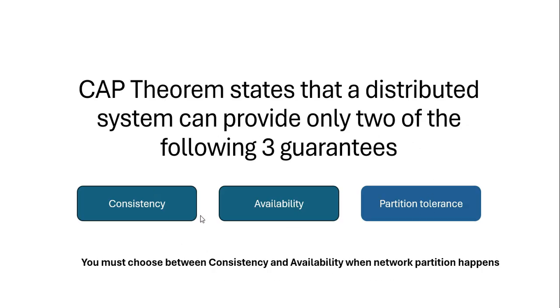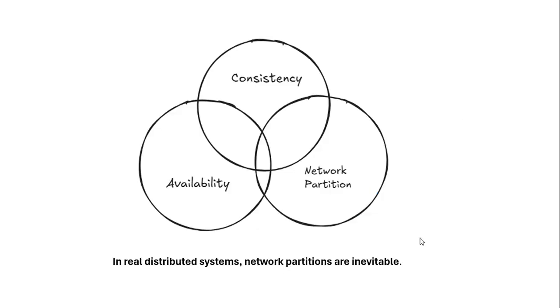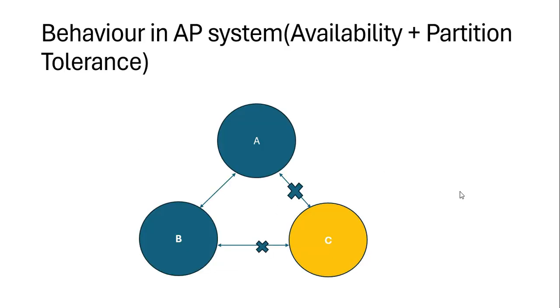Let us understand what CP and AP are. This is a diagram wherein, in a real distributed system, we need to make a trade-off when a network partition happens. Either you choose CP, or you choose availability and partition tolerance. Let us understand this AP system, that is availability and partition tolerance. Partition has happened, so you made a choice of being available.